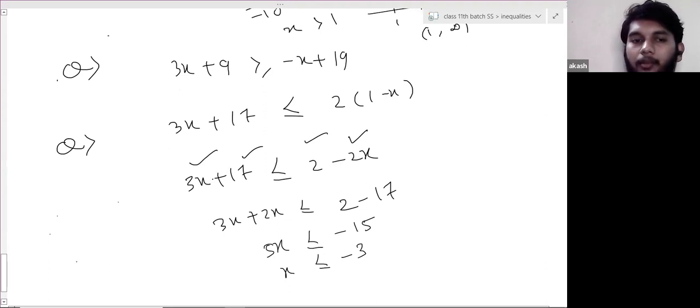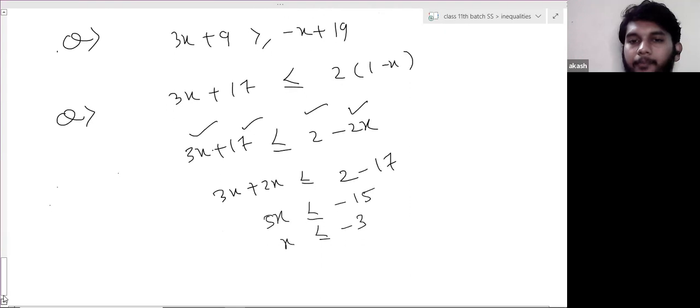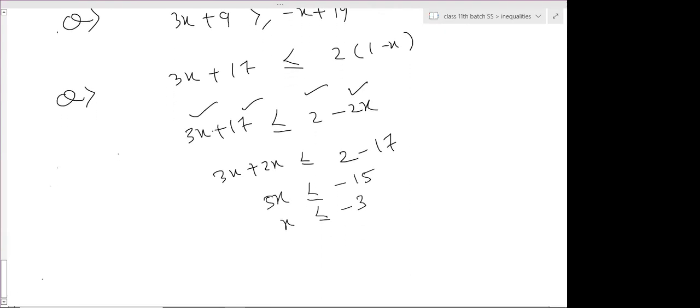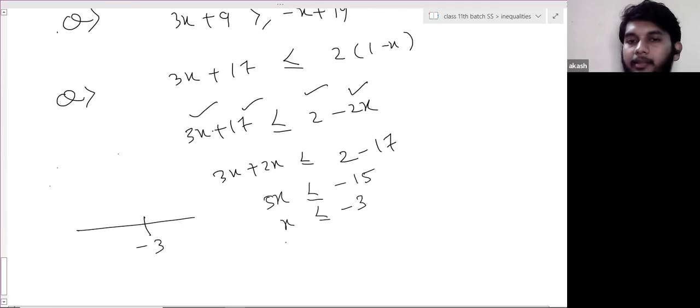These steps are clear or not, everyone? Fahad? Yes. So if this is minus 3 and x is less than equals to minus 3, that means x will always be less than this. So minus infinite to minus 3.